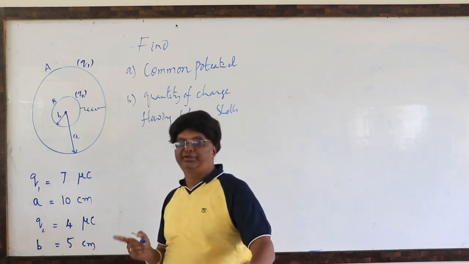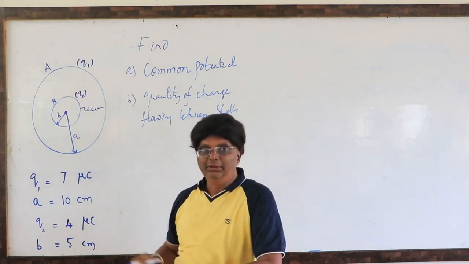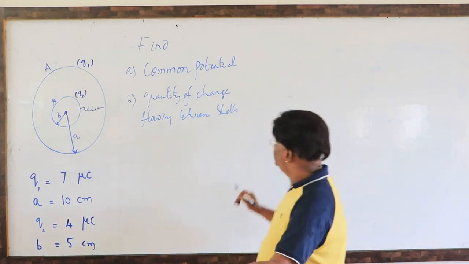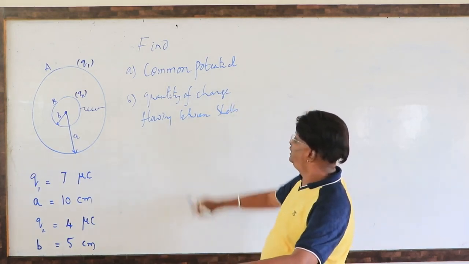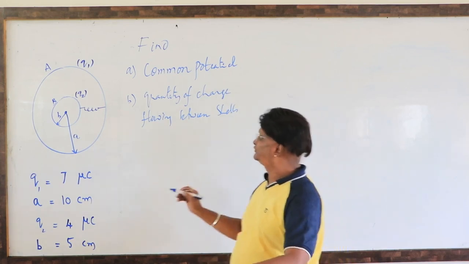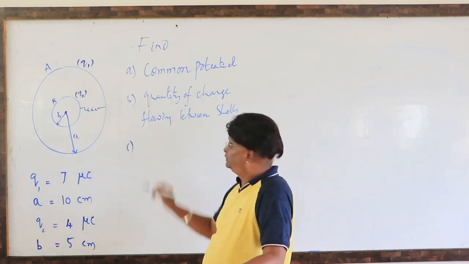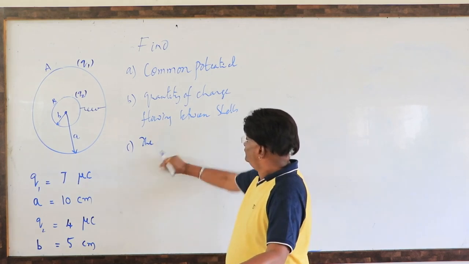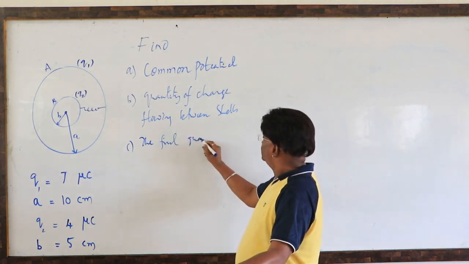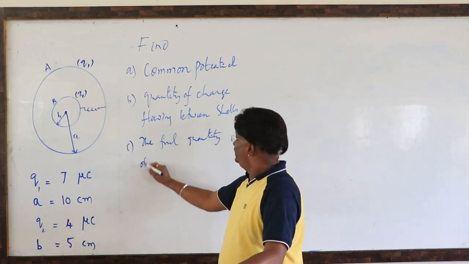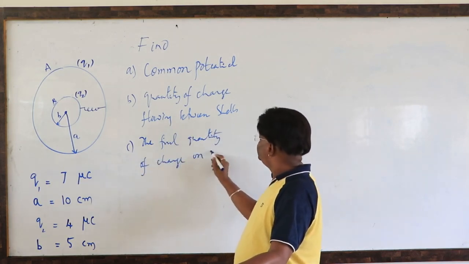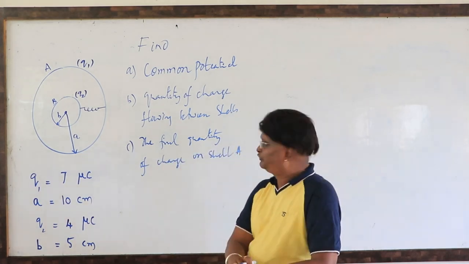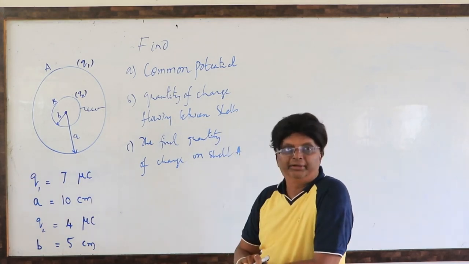When you say between the shells, we have to make it a point whether the charge flows from A to B or B to A. That's also an important thing. And I will also ask for the final quantity of charge on shell A or shell B. So these are the questions that I would like to do for this given data.